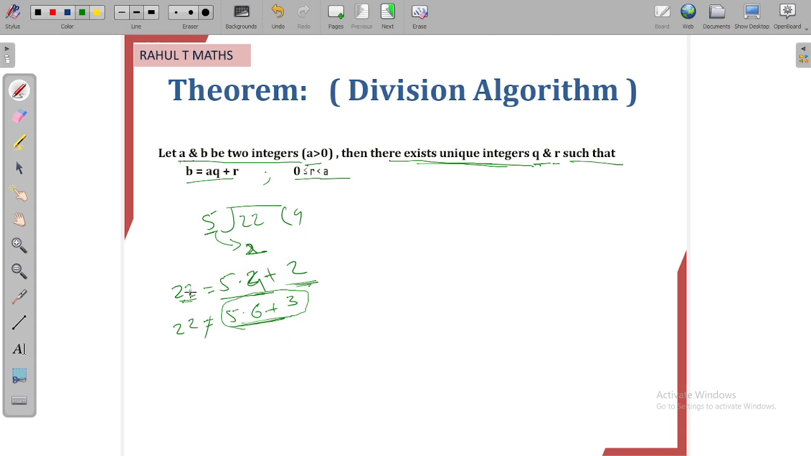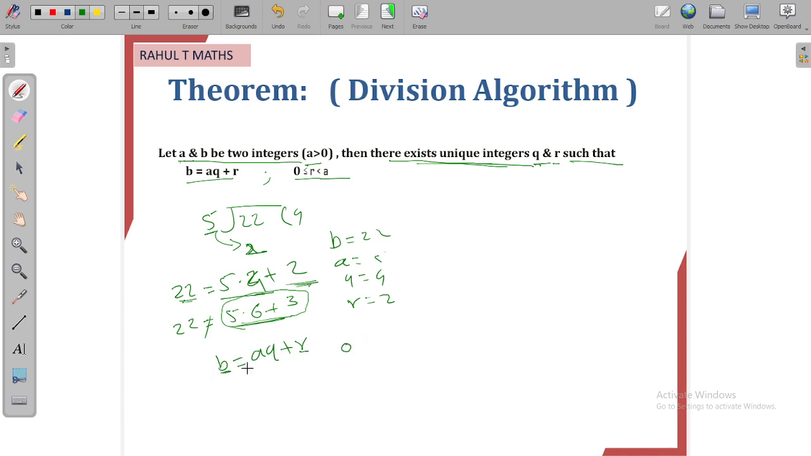Here b is 22, a equals 5, q equals 4, and r equals 2. Then we can write b equals a into q plus r. And here r is always less than a and greater than or equal to 0.